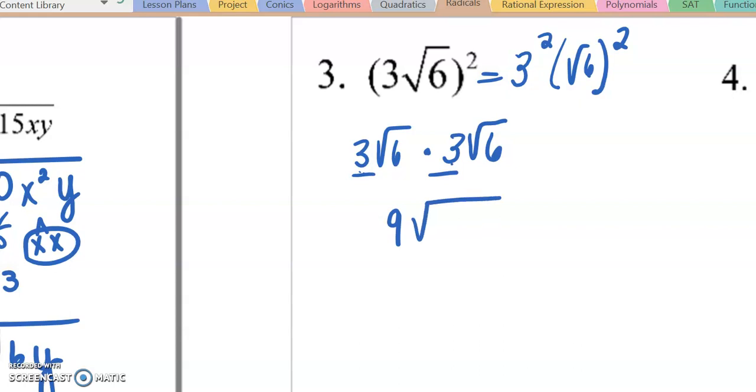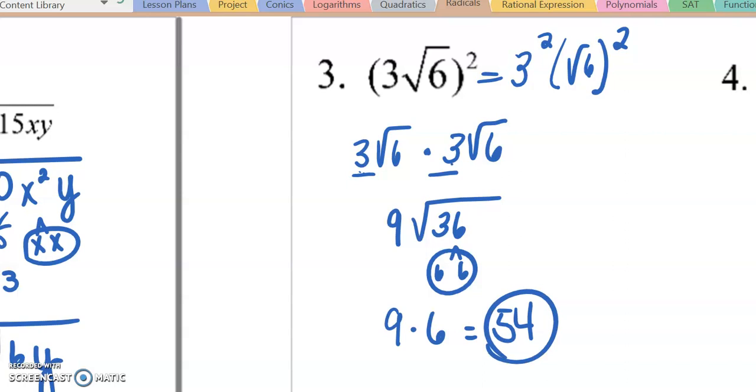Just be careful. 6 times 6 is 36. And then, of course, I know it's going to pair off to 6 and 6. So now it's 9 times 6. It comes out of the radical, and that answer is 54.